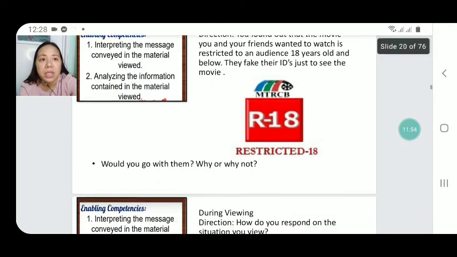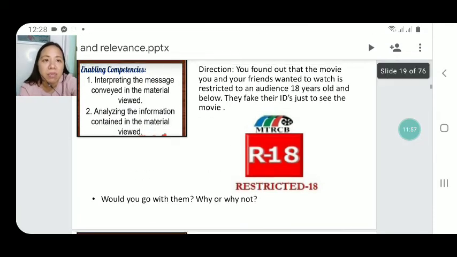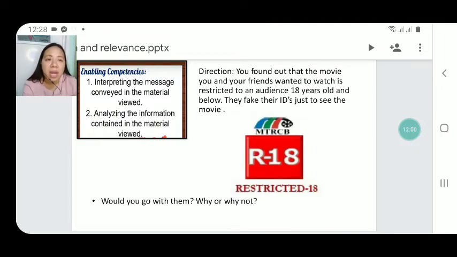Another, there is a picture in there like the R18, the restricted for 18. You found out that the movie that you and your friends wanted to watch is restricted to an audience 18 years old and below. So they fake their IDs just to see the movie. Would you go with them? Why or why not? What would be your answer? Very good. Of course, no. Maybe what you can do is encourage them to just watch other movies because you're already there, but do not insist on using the fake ID because there's already a warning. So in that way, we are analyzing the information of the material we are viewing.